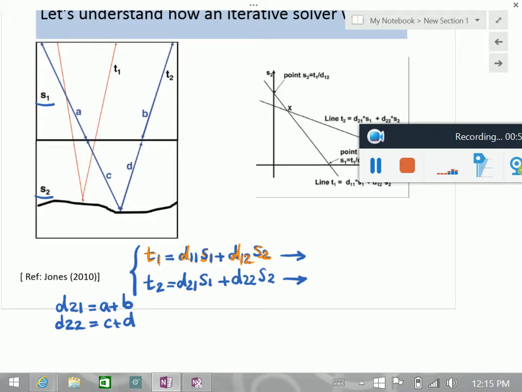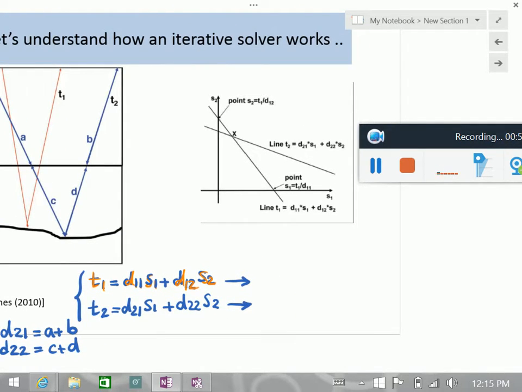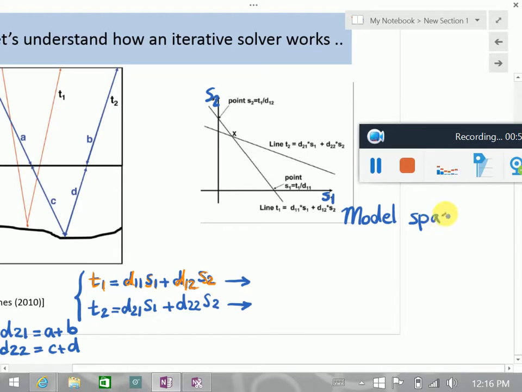Now, it's customary to represent these two equations in a plane, not T1, T2, but S2 versus S1. This is called, for obvious reasons, model space. We are looking for a velocity model. So it's a plane where the x-axis is the slowness of the first medium, the y-axis is the slowness of the second medium. If we had 9 cells, this would be multidimensional, right? It would be in 9. We couldn't visualize it as easily.